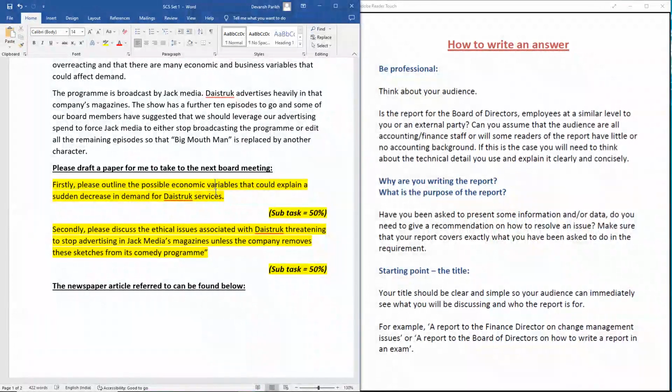So if I threaten Jack Media, if I threaten to stop advertising in Jack Media unless they remove this program, what will be the ethical issues? That is what they are asking you. Are we all clear? Yes, in the chat box, please.